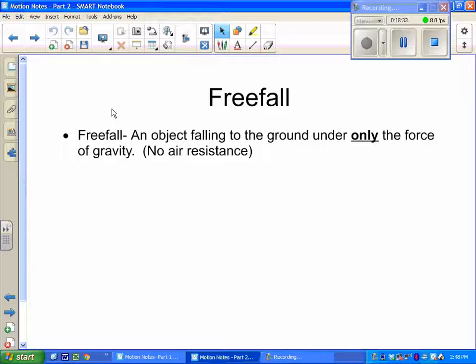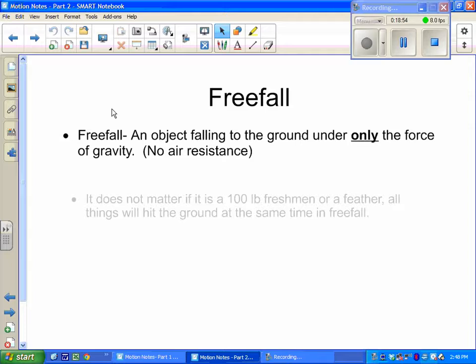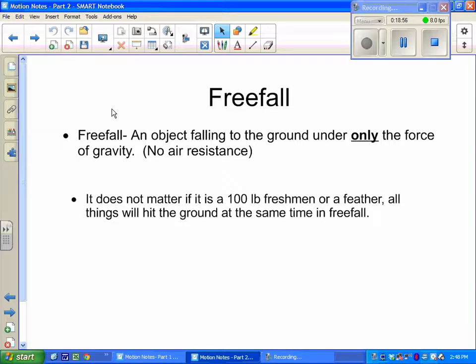So if we have two objects, let's say we have a freshman and we have a feather, and we drop them both off the roof of the gym. In free fall, if there was no air, both the freshman and the feather would hit the ground at the same time. Gravity pulls all things the same. So it doesn't matter if it's a 100-pound freshman or a feather, all things will hit the ground at the same time. That is how gravity works. Gravity just pulls everything the same.